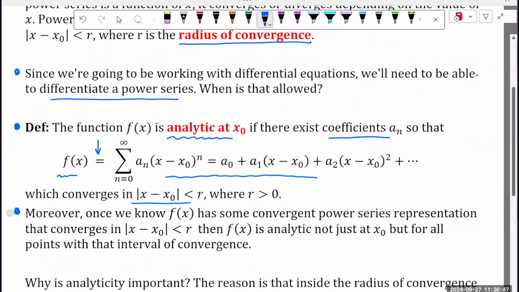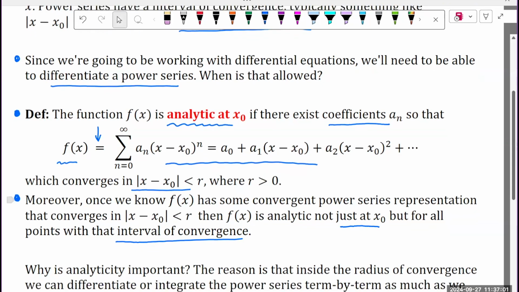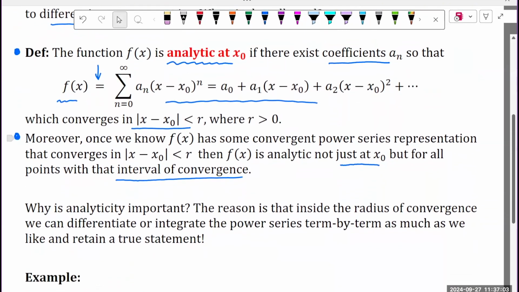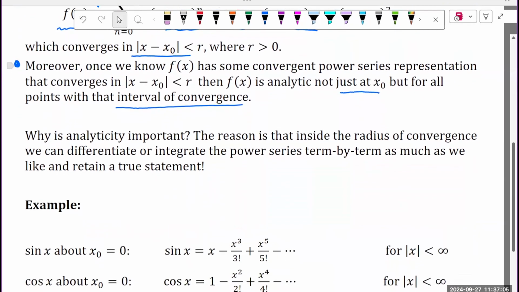If our function is analytic, in other words, if it has some convergent power series representation, then f is going to be analytic not just at the point of expansion, but actually for all points within that radius or that interval of convergence. Now, why is analyticity important?